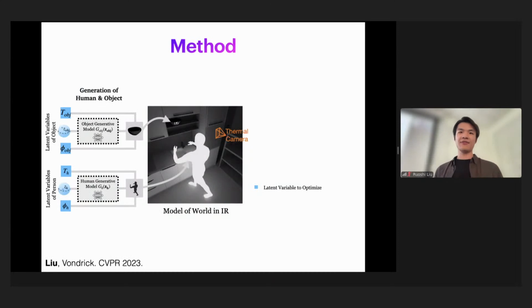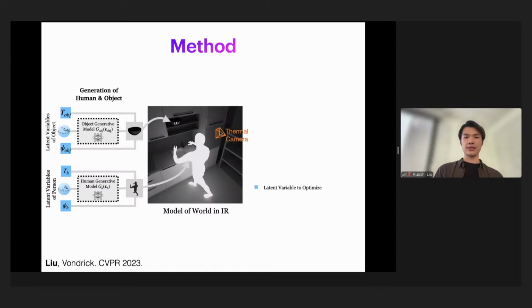So with these phenomena, I want to talk about the method that we use to reconstruct 3D humans from reflections. Following the framework I talked about before, we have some input space, some latent variables, and some generative models to generate the scene. So we have the object generative models here to generate an object in the scene, and we have the human generative models here, which is SMPL, to generate the human body.